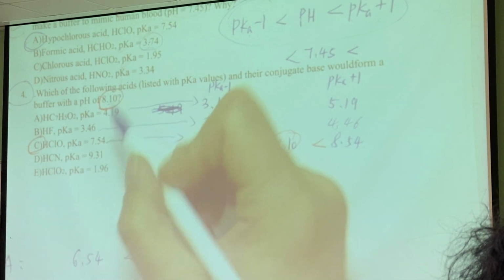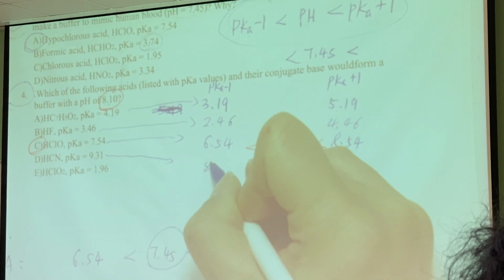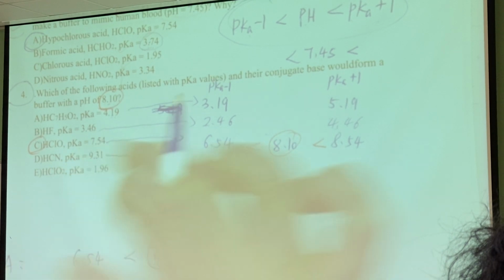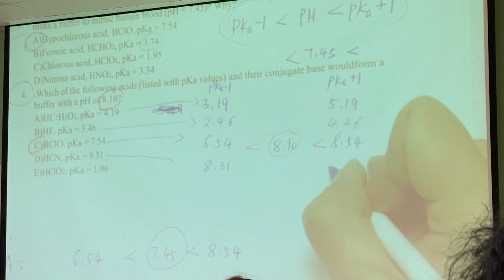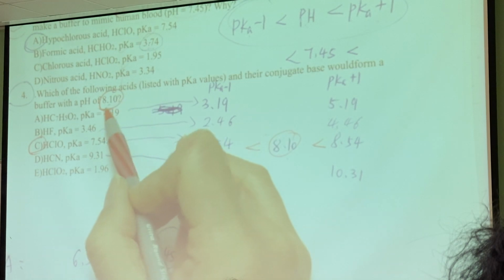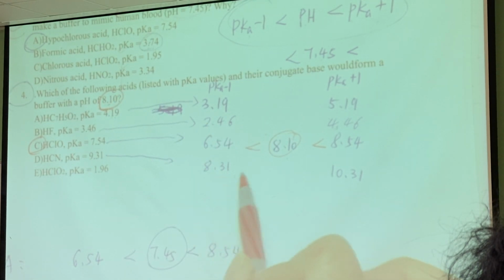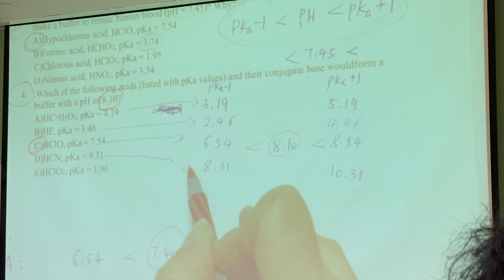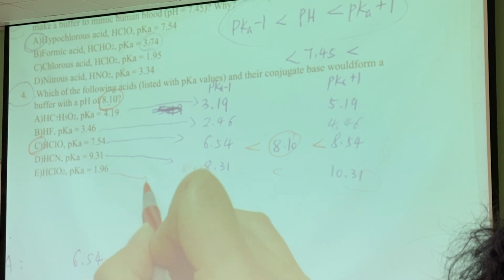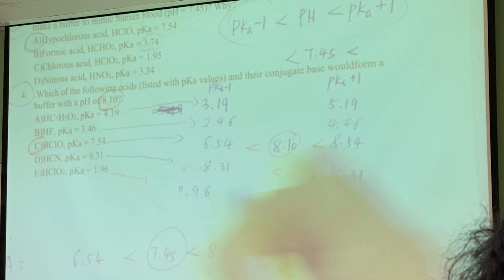And then you have D. Minus 1 is 8.31. It's very easy, some people mispick D. So 8.31 plus 1 is 10.31. But I need 8.1, so it's smaller than both, right? So it still doesn't meet my requirement. E is even smaller, so of course not, right? 0.09 and then 2.96, far away from my buffer requirement.